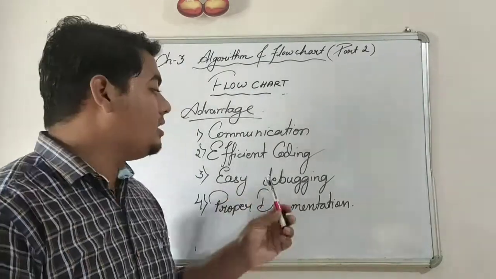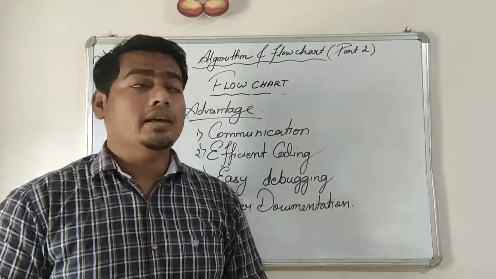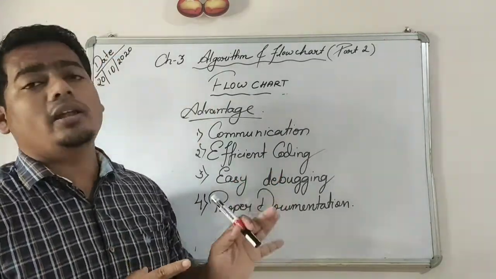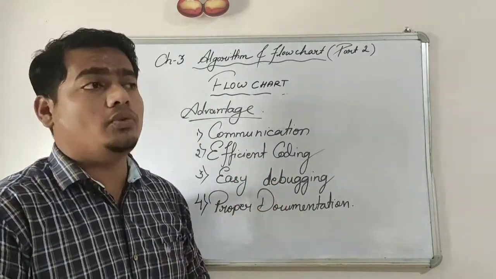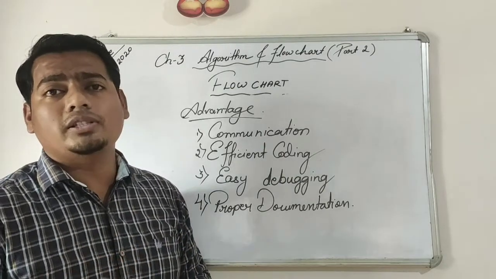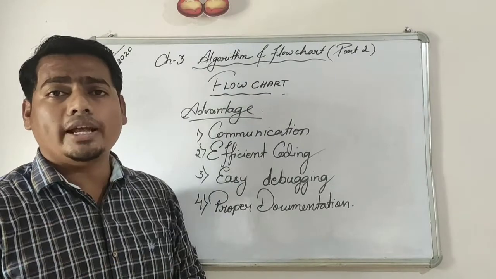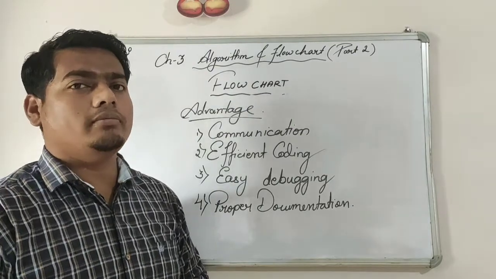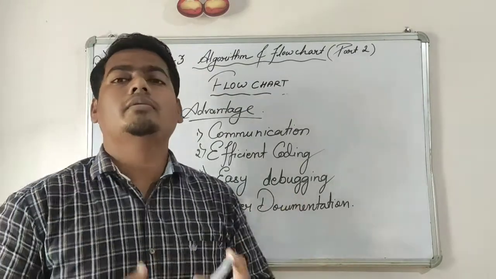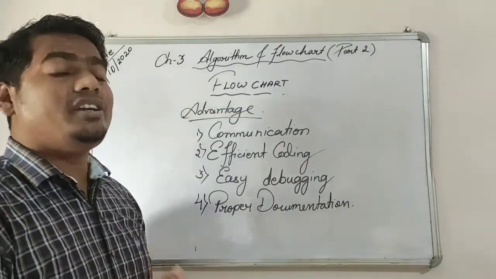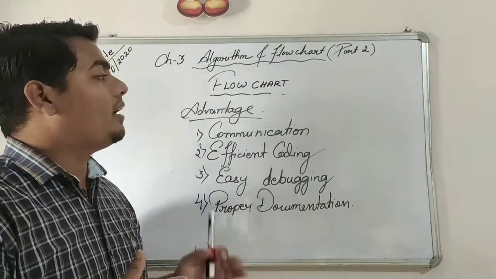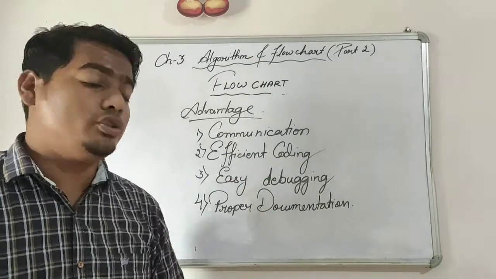Easy debugging means finding an error. It is very easy to find an error in a flowchart, because a flowchart is simple. We only use simple symbols and write only one, two or three words like that. It is very easy to find the errors and debug them. Debug means rectify. We can rectify the errors very easily in a flowchart.